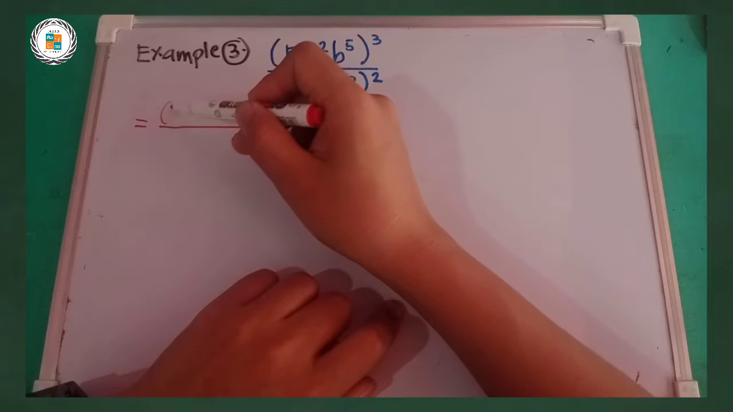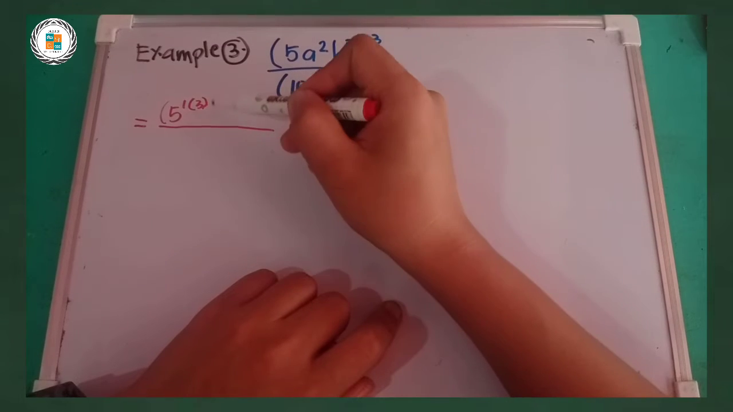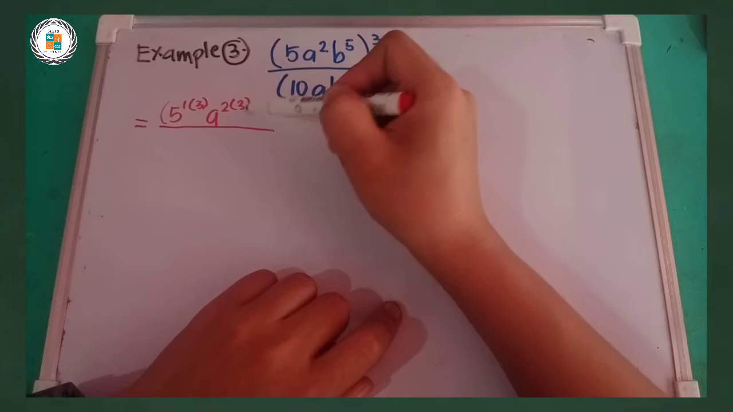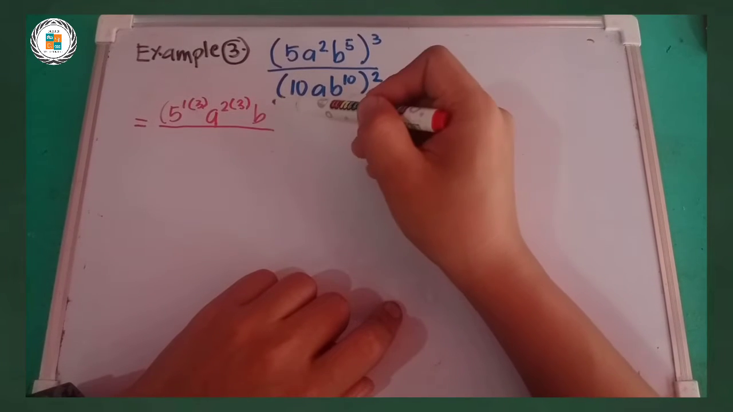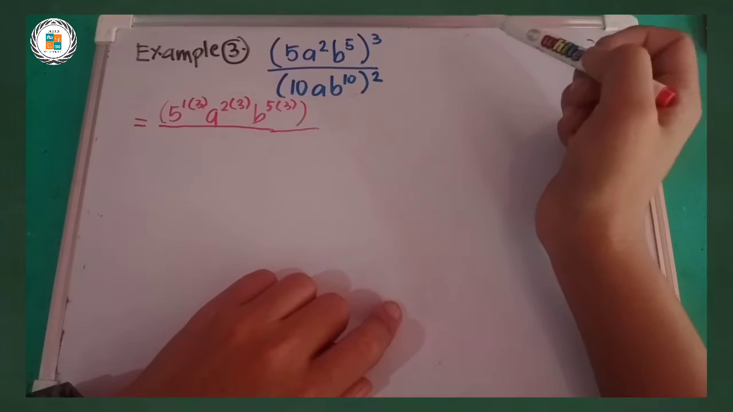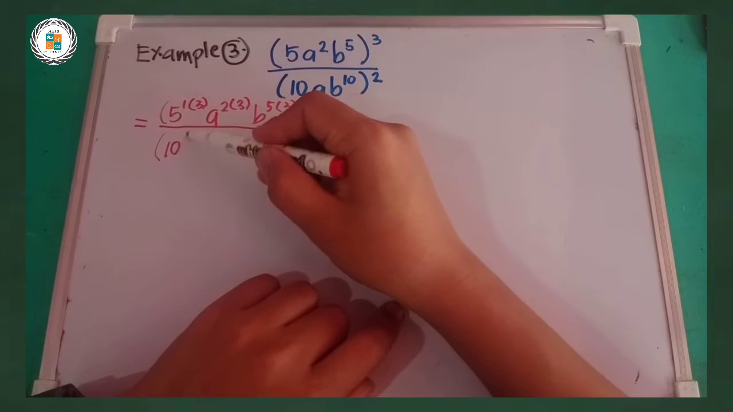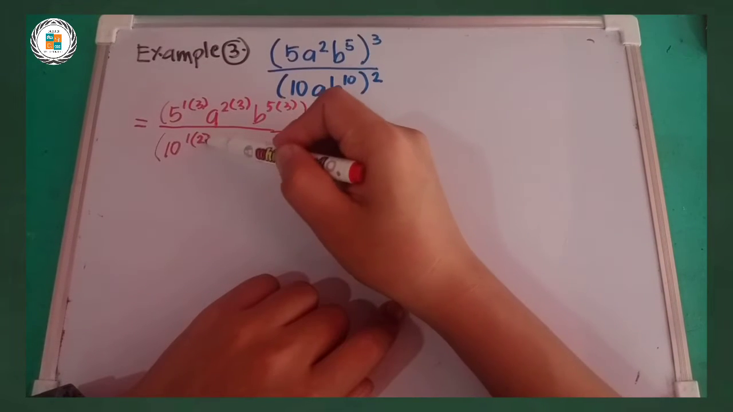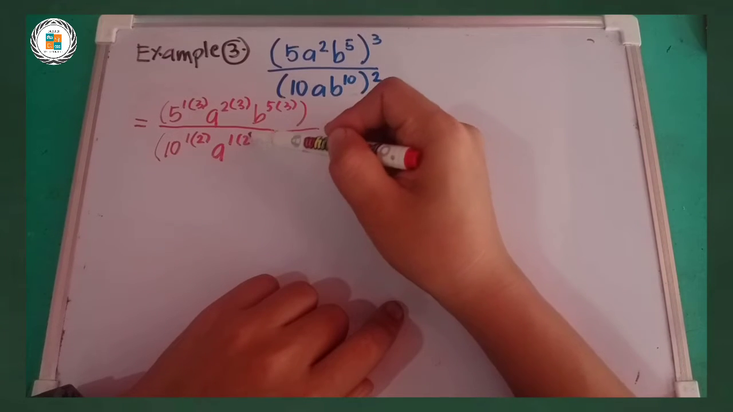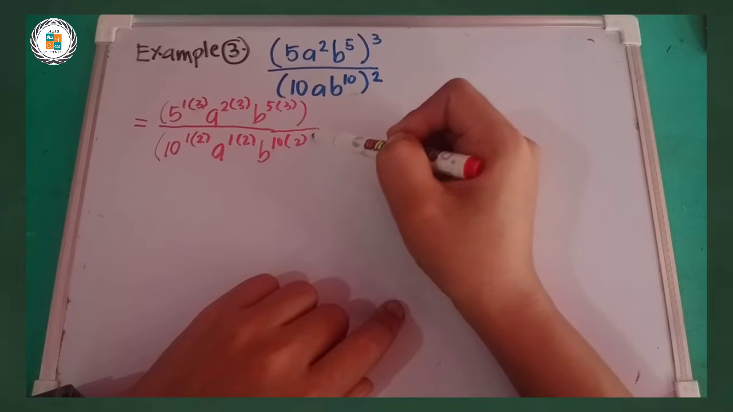So we have 5 raised to the power of 1 times 3, times a raised to the power of 2 times 3, times b raised to the power of 5 times 3. Okay? And next we have 10 raised to the power of 1 times 2, followed by a raised to the power of 1 times 2, and b raised to the power of 10 times 2.